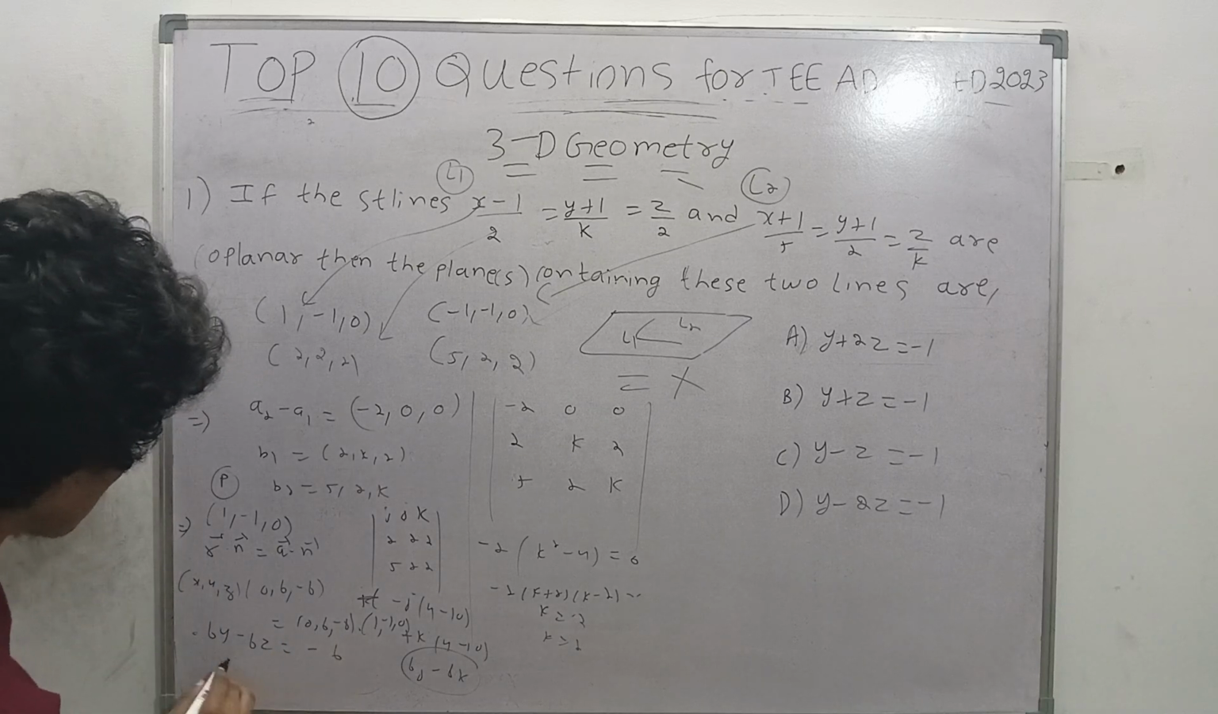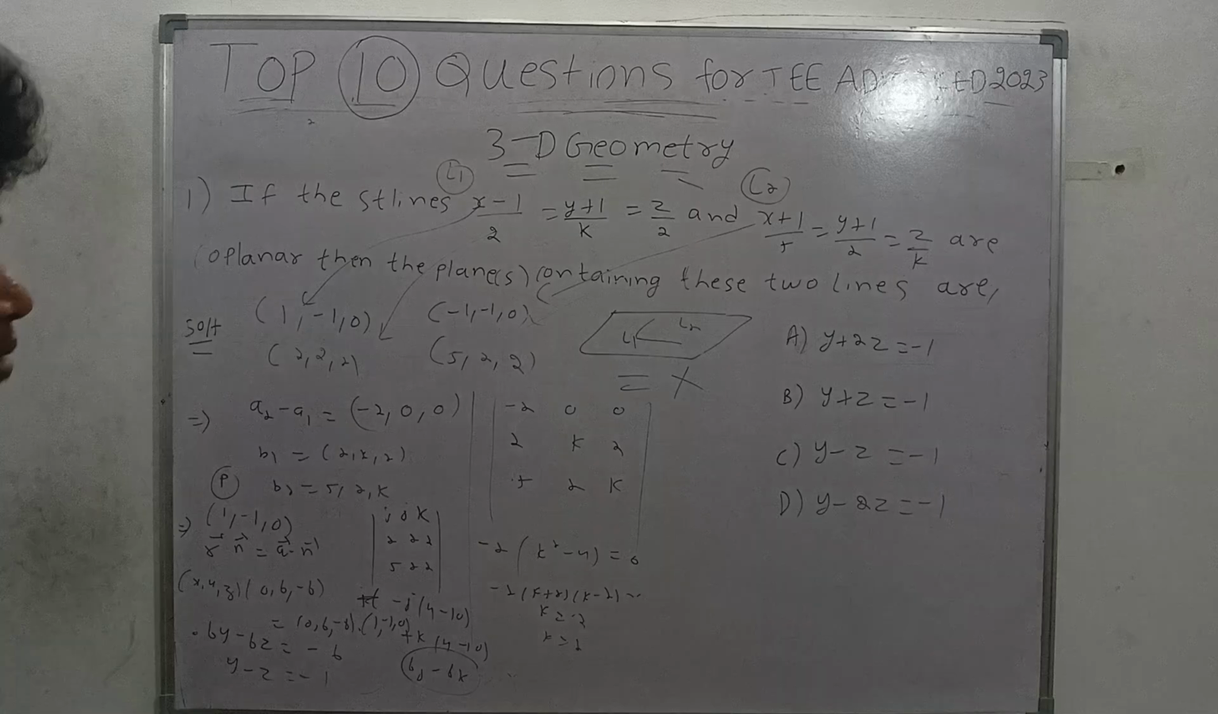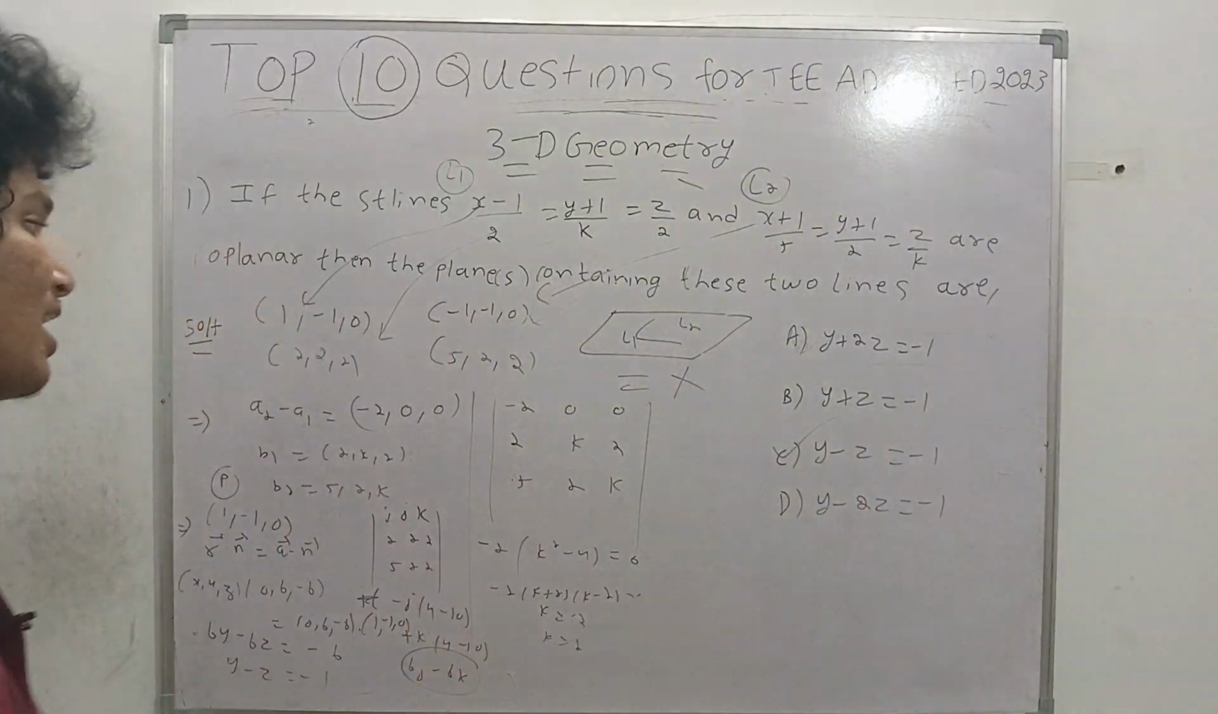just minus 6. So what is the plane? y minus z equal to minus 1. y minus z equal to minus 1. This is one equation. Option C is correct. Another equation you have to find.